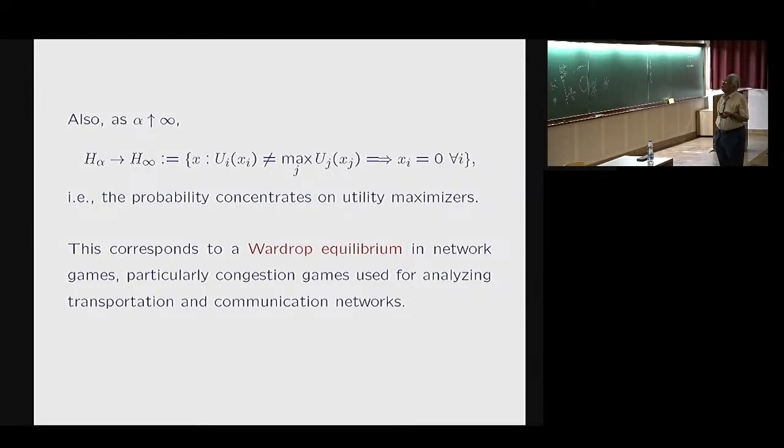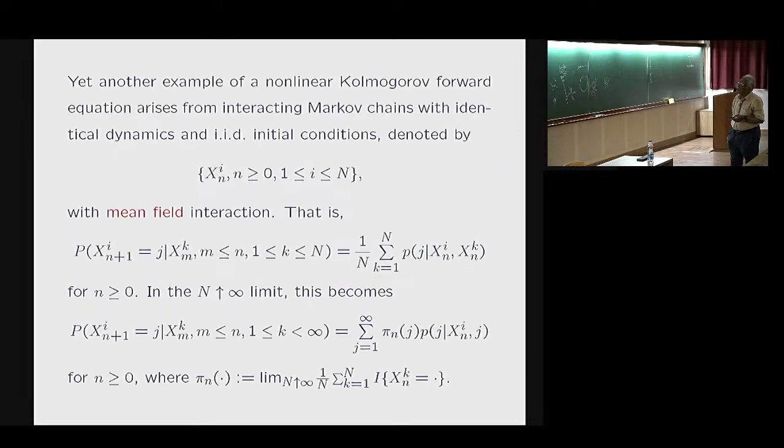So traffic will concentrate on only those routes, so that going to any other route is suboptimal. It's kind of a population version of Nash equilibrium. Very specific to transportation and networks basically. So it has been used extensively in communication networks also.